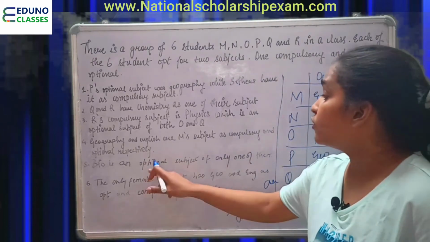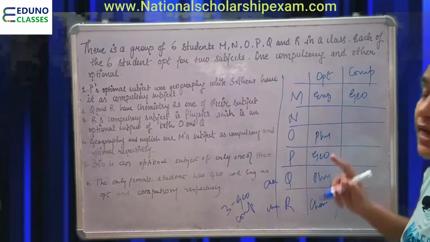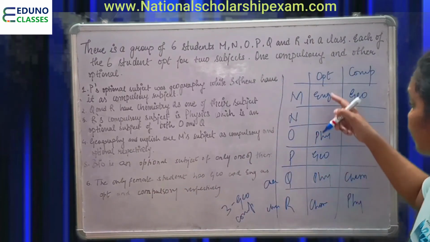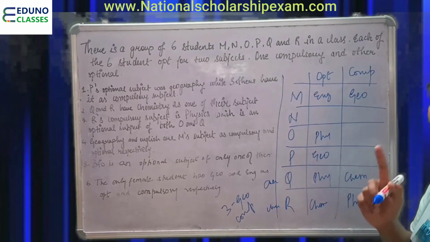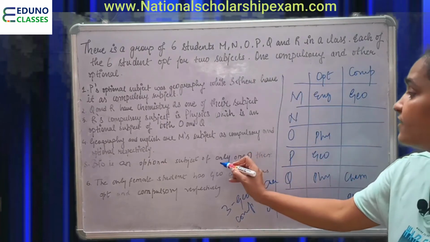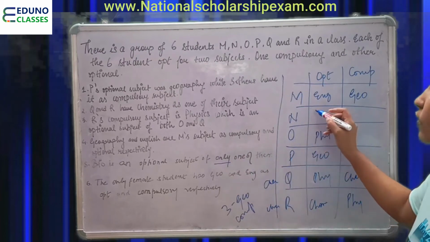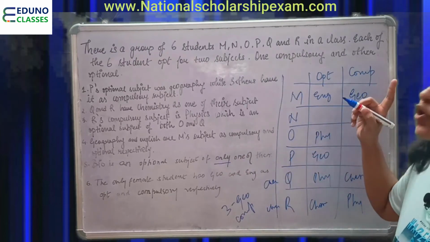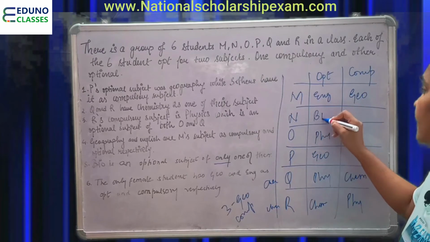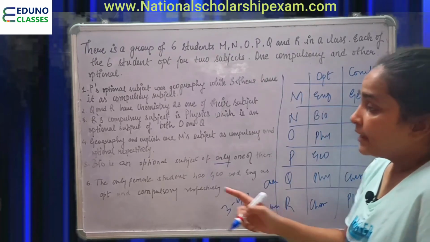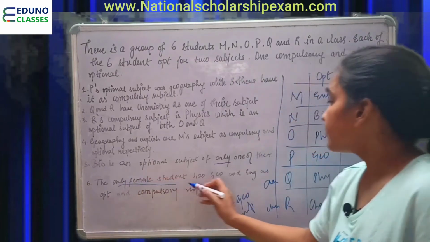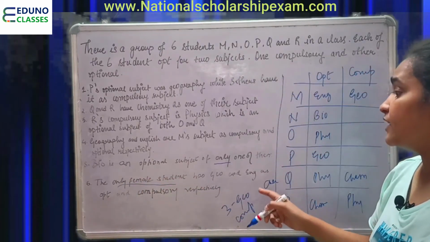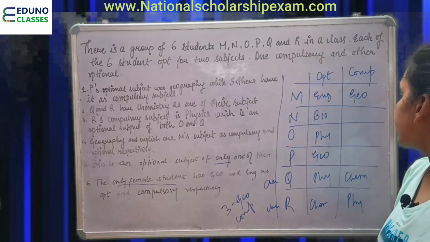Now let us move on to fifth specification. It says bio is an optional subject of one of them. Bio is an optional subject of one of them means that out of M and O, P, Q and R, one person will have bio. Okay, only, it says here only. And now we know that only N is left with a choice of optional subject. So N will be having bio.